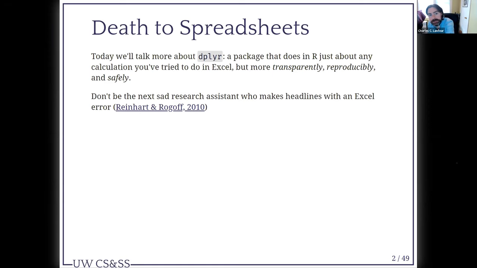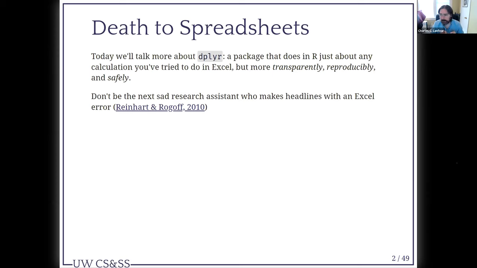So today's theme is death to spreadsheets. The idea is that you don't want to be doing your data manipulation, your calculations, any of that kind of stuff in something that is bad for you like Excel. The dplyr package does just about anything you could do in Excel. In fact, almost exactly everything you could do in Excel, but will do it more transparently, reproducibly, safely, and also, of course, drastically more quickly. And when you get to even a little bit of familiarity with dplyr, you can actually write the code faster than you could use pull-down menus in Excel to get the same thing done.